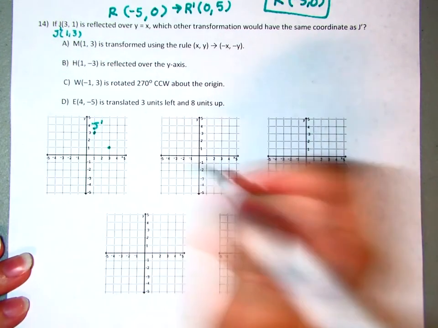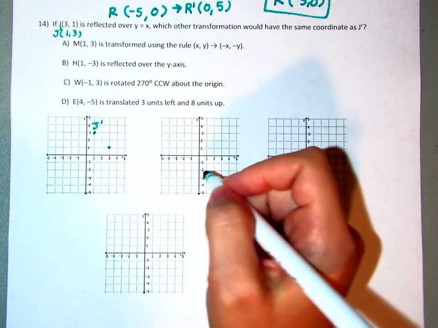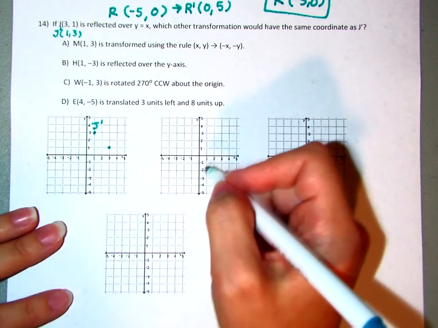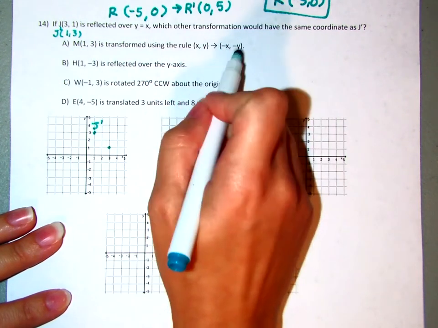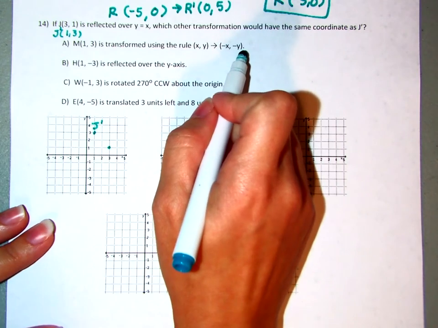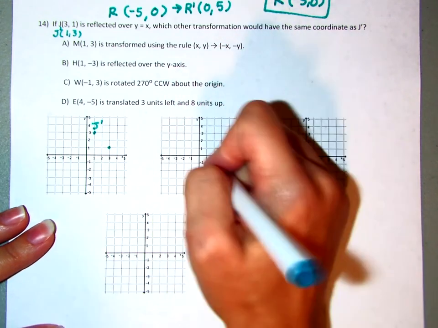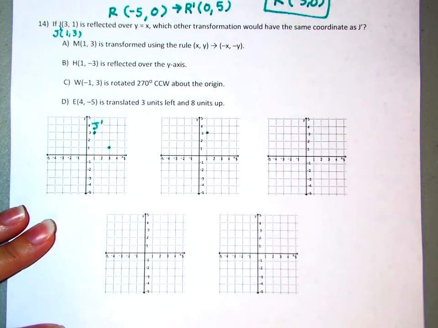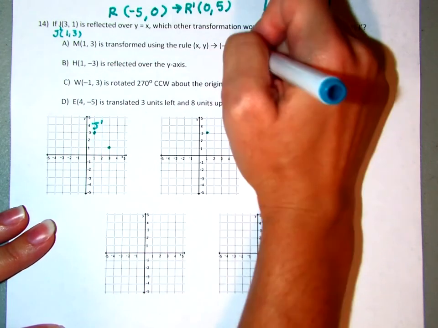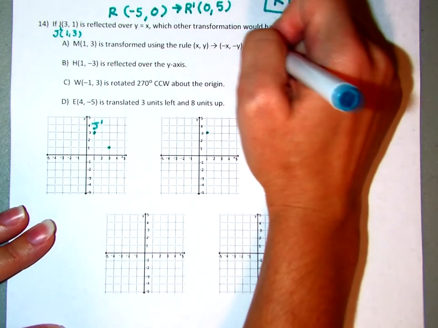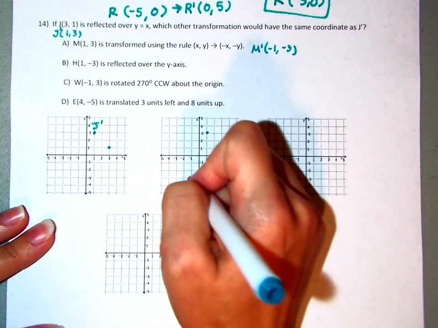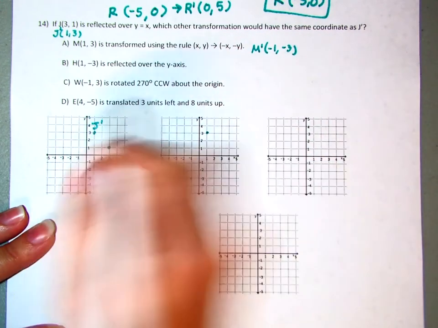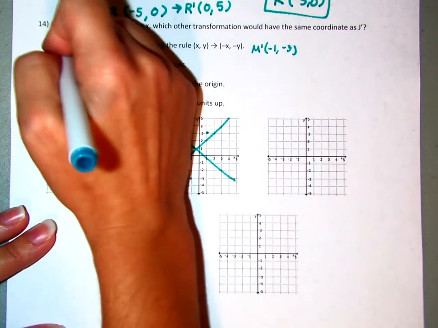So this one says, well, let's take M and let's transform it by the rule that you see there. So basically what we're going to be doing is finding the opposite of both. That is a rotation. So if we take that point (1, 3) and find the opposite of both, what that would make would be an M prime. Opposite of 1 is -1, opposite of 3 is -3. So we're looking at the point (-1, -3). That's not the same as J. So this cannot be that.